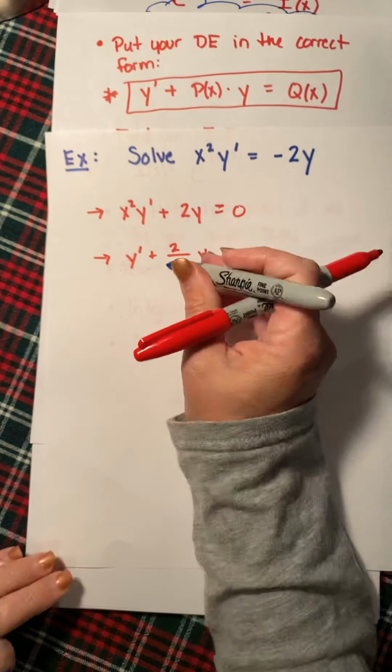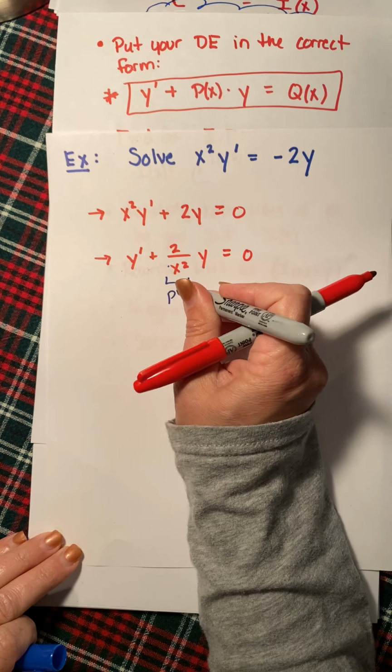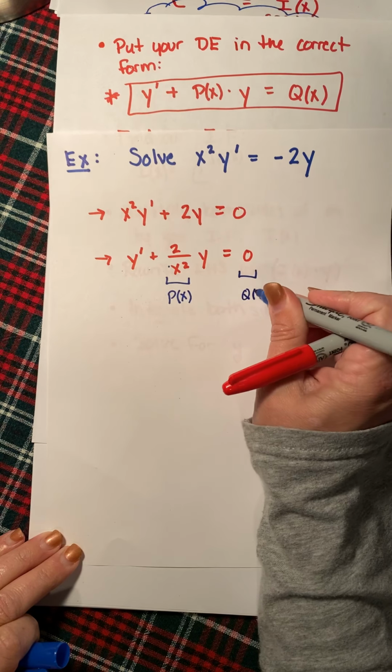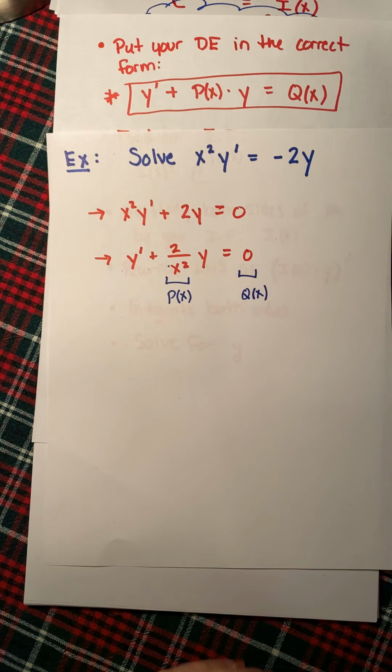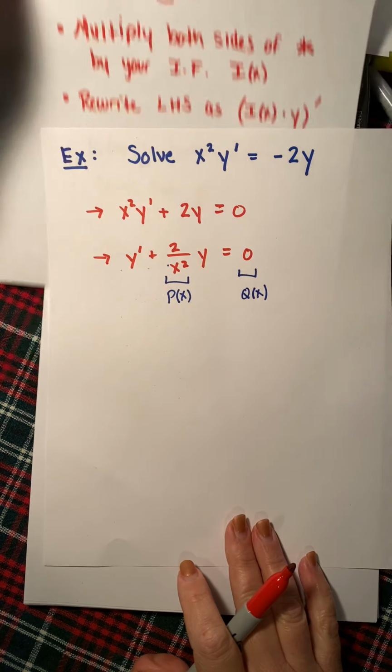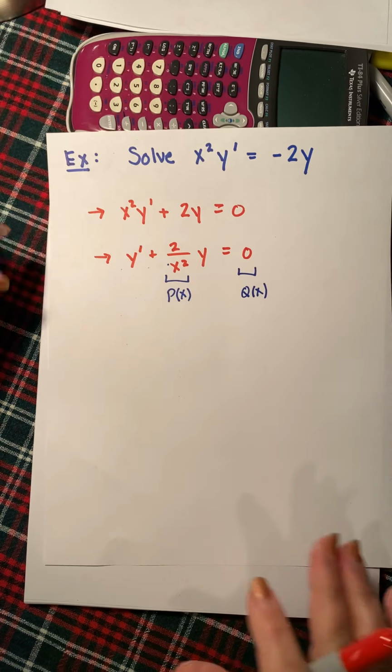So this is my function p of x. Notice it's a function of just x times the unknown function y. And this is my function q of x. And q of x can be constant. As long as there's no y's over there, we're good. All right, so our first step is to put it into the correct form.